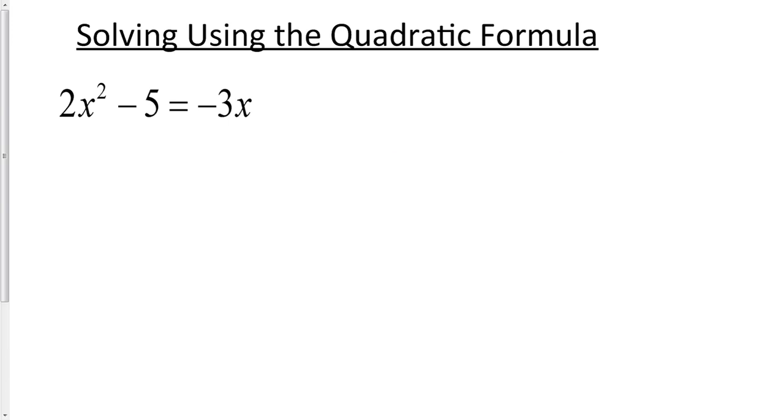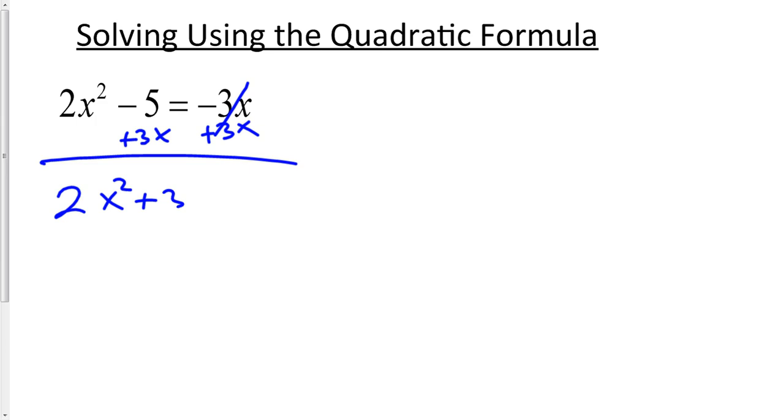And so we have a quadratic equation here, and it's not in the ax squared plus bx plus c form, so we have to do that. In order to do that, we basically just solve for 0, or set it equal to 0. By setting it equal to 0, what we really are saying is we need to make sure that we have all of our terms on one side. And so we have 2x squared plus 3x minus 5 is equal to 0.